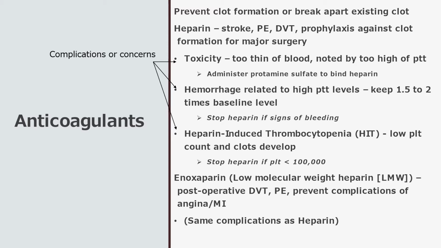So the other example here is the enoxaparin, and so this is a low molecular weight heparin, so that's what LMW is. We use this also postoperative for DVT, PE, or prevent complications of angina or myocardial infarction. As this is a type of heparin, it has the same complications as heparin. Now, because it is a low molecular weight, it has a less frequency of these complications. So then you'll notice here the arrows are going to be your nursing interventions for these complications.